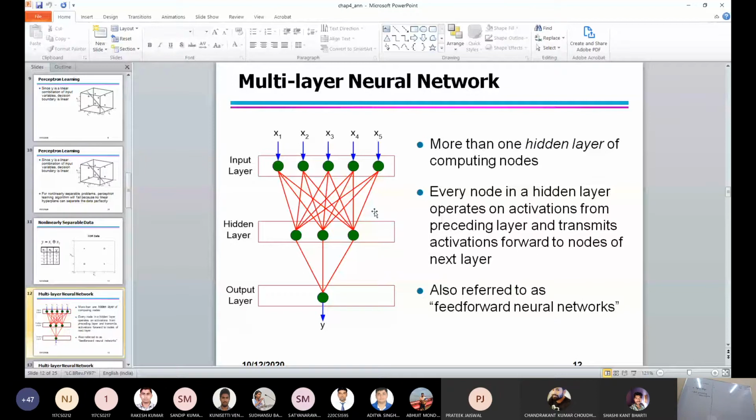Every node in the hidden layer operates on the activation from the preceding layer and transmits activation forward to the nodes of the next layer, also referred to as a feed-forward neural network. So it will be connected to this one and to another one. In this example, we can see we have three perceptrons. We do not necessarily need the same number of perceptrons here. We can have a reduced number based on the problem and how we want to solve it. So this is a basic diagram of a multi-layer neural network.